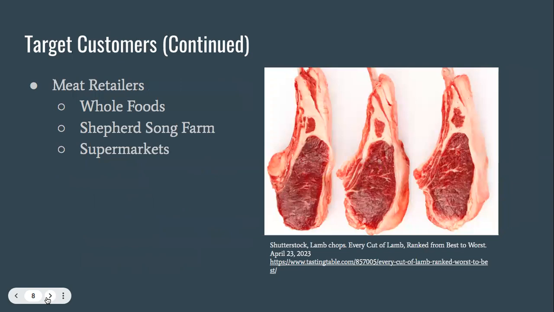And then for the meat retailers, the biggest ones that I could find were Whole Foods, Shepherd's Song Farms, and then we just have our supermarkets like Save Mart, Costco, Walmart, anything that is in the community. They usually have a section for lamb or mutton, but there are many farms that also sell their own. So we have the Shepherd's Song Farm, which is also their own production system, and then they also sell the products.